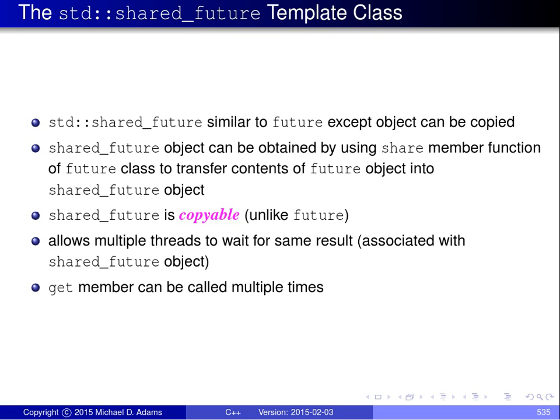And perhaps the only other thing that's worth commenting on here is another difference between the shared future class and the future class: in the case of the shared future class, the getMember function can be called multiple times, whereas in the case of the future class, the getMember function can only be called once.